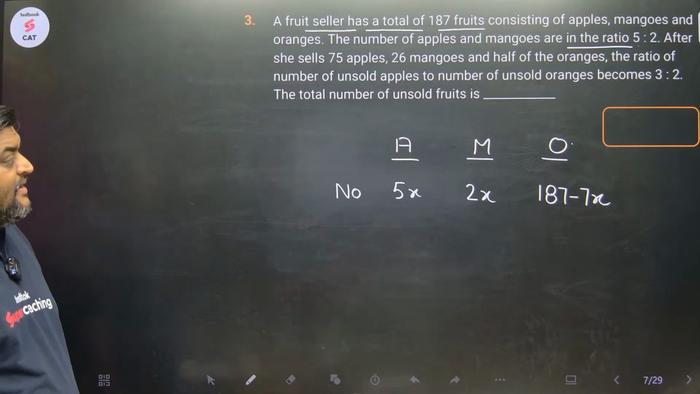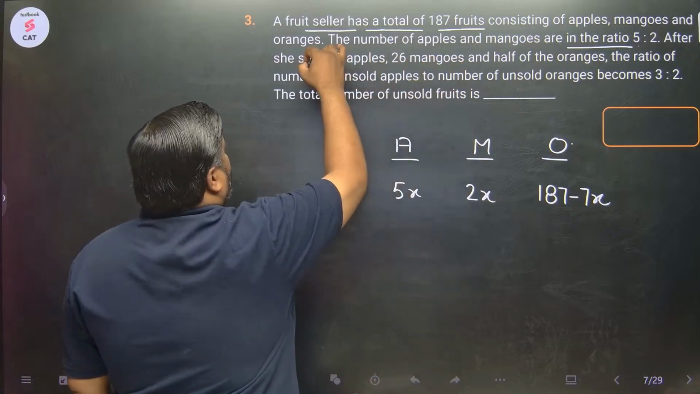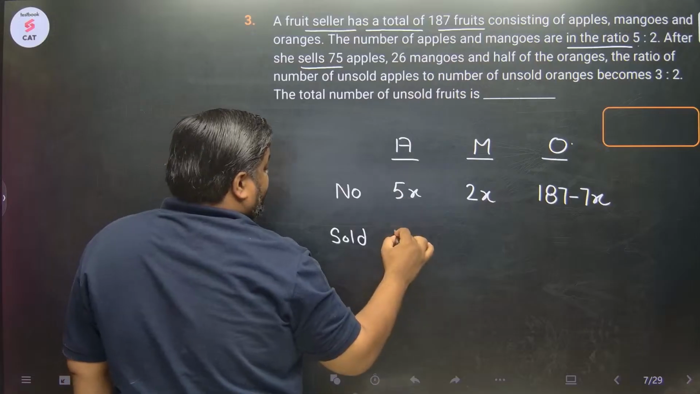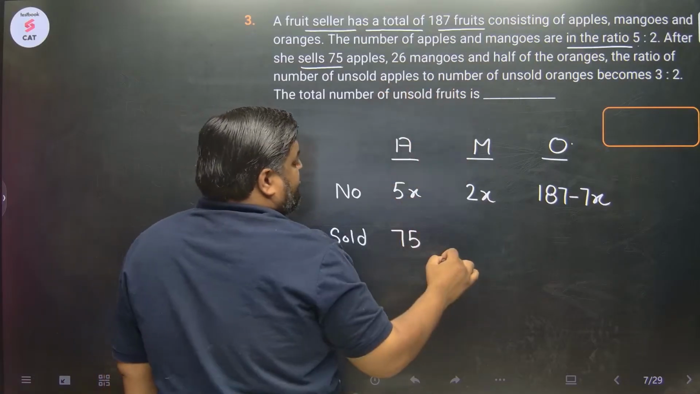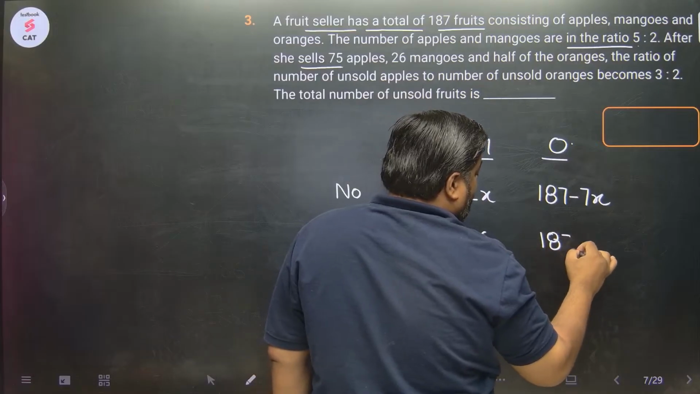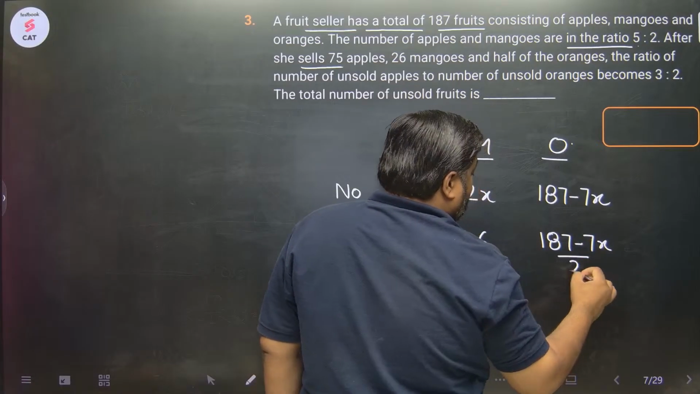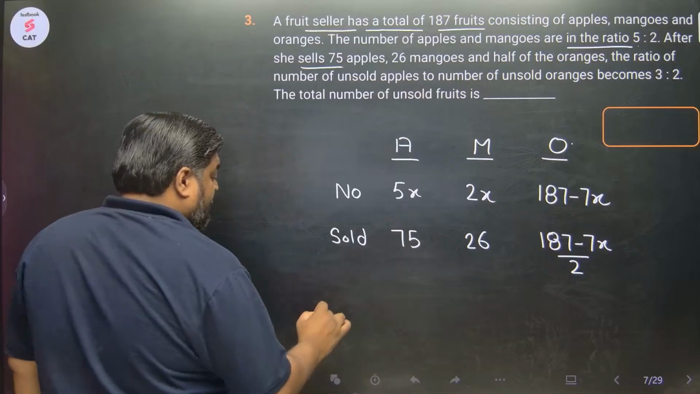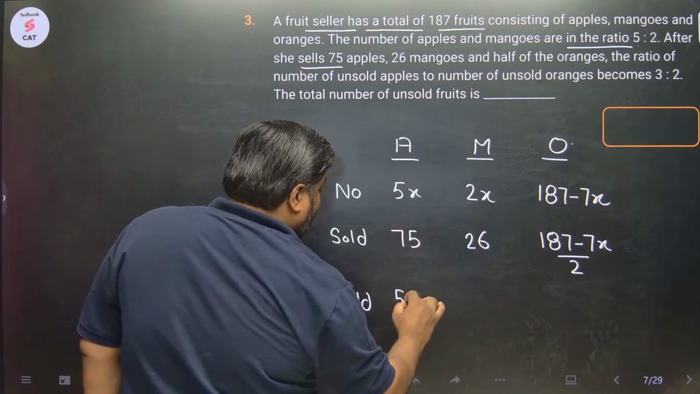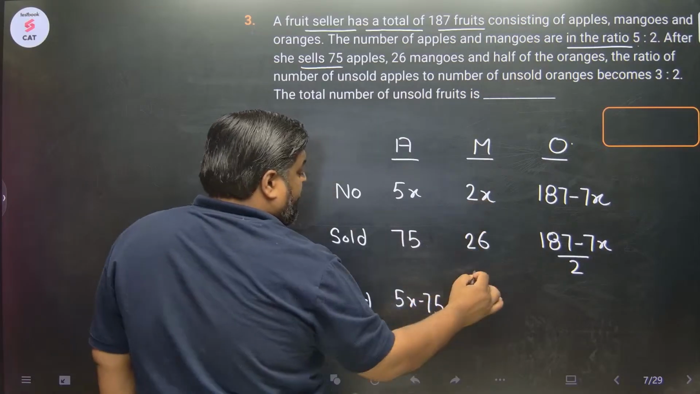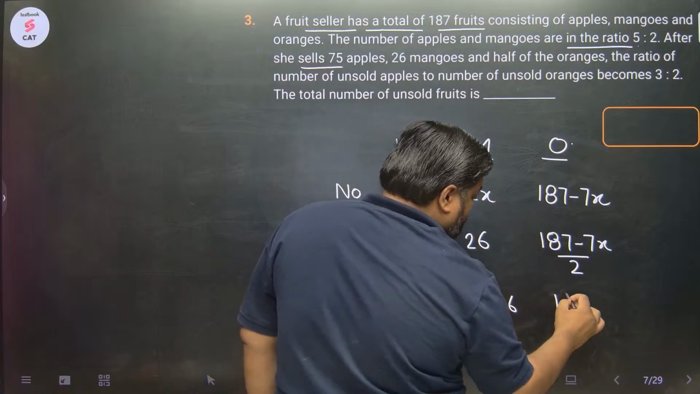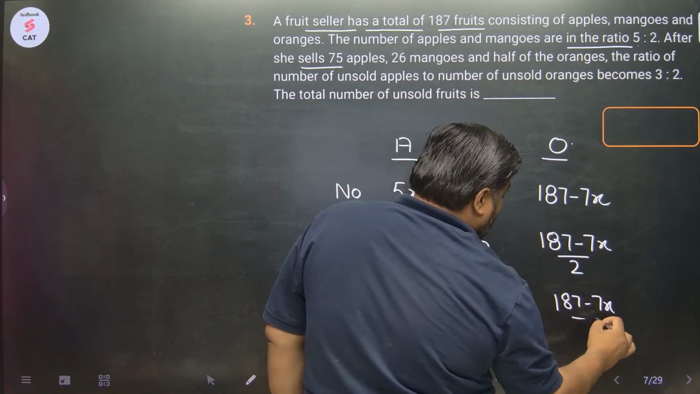Right? Acha, how many of them are sold? So number of fruits sold: apples is 75, mangoes is 26 and half of the oranges, matlab (187 minus 7x) upon 2. How much is left? So how much is unsold? 5x minus 75 is unsold, 2x minus 26 is unsold and half is sold, so half is unsold. (187 minus 7x) upon 2 is unsold.